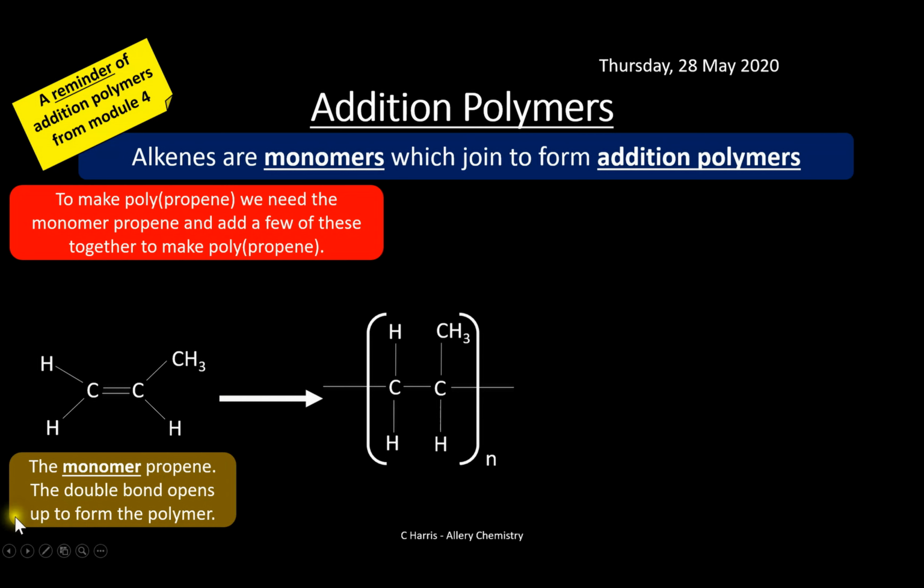Now you'll notice two things here. One is the brackets, which suggest that this is a repeat unit with the n, and the n actually tells us how many repeat units we have. And the other thing is these trailing bonds.